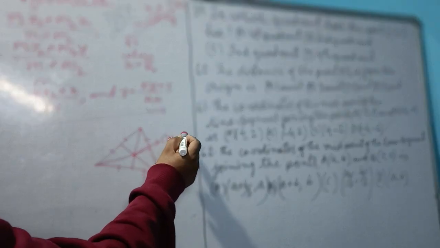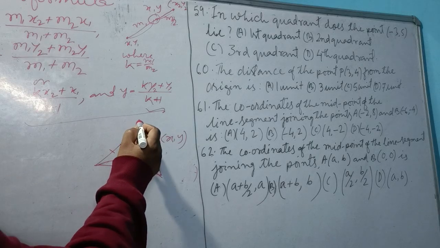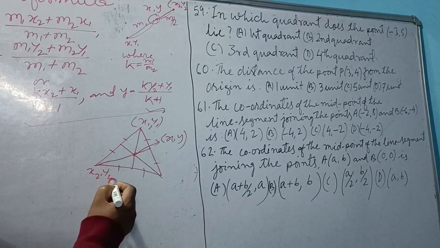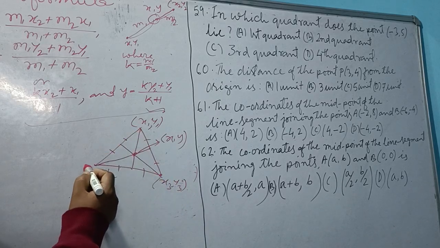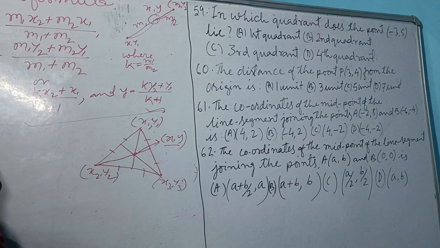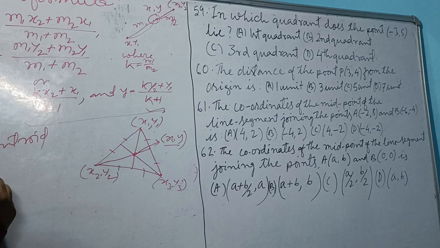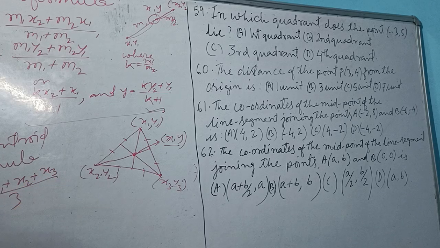Say this is (x, y). To find the coordinates of this point, the centroid, suppose this is (x1, y1), clear? This is (x2, y2), and this is (x3, y3). These are the vertices of this triangle. Then by the centroid formula, we write x is equal to (x1 plus x2 plus x3) divided by 3, and y is equal to (y1 plus y2 plus y3) divided by 3.